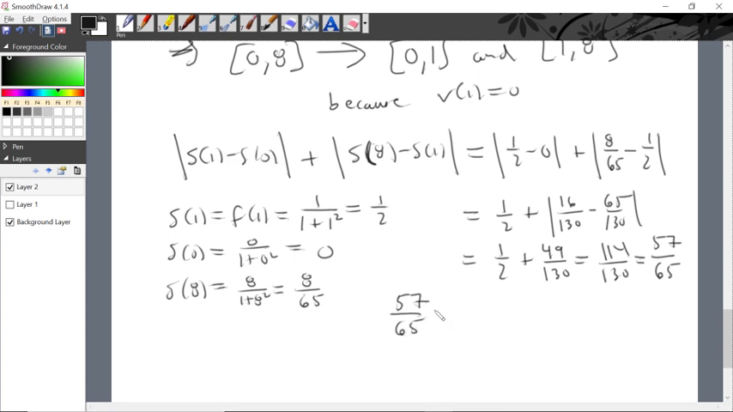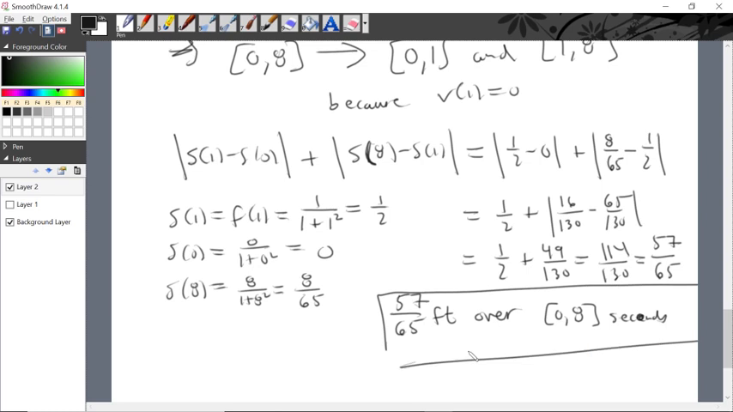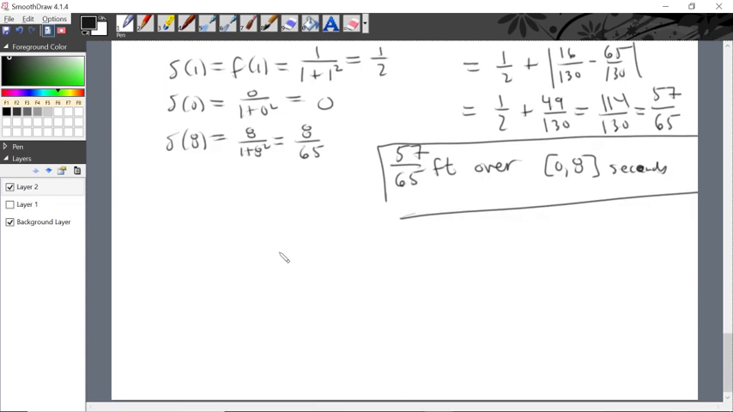57 65ths of a foot over the interval 0 to 8, in other words, the first 8 seconds of travel. So that was part E. Part F, how about a schematic?